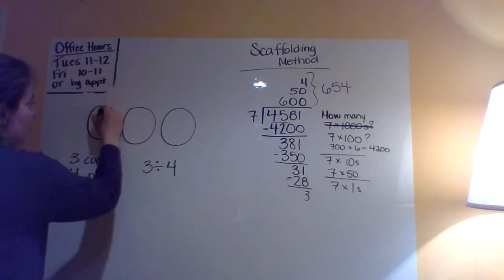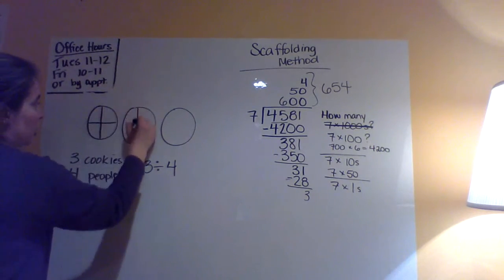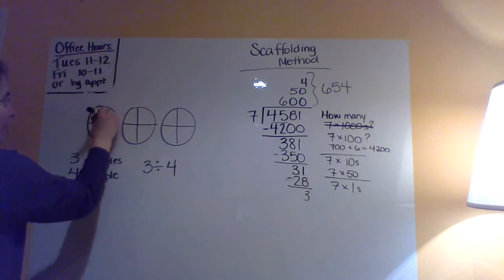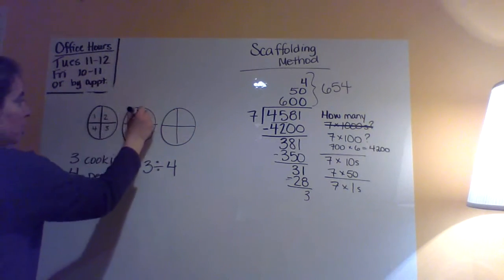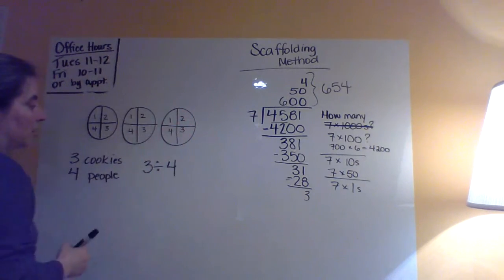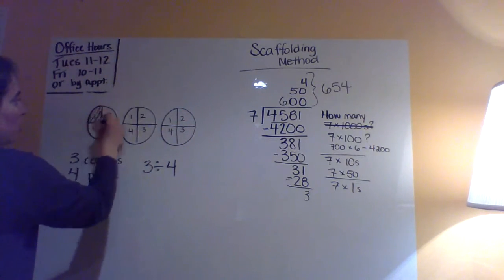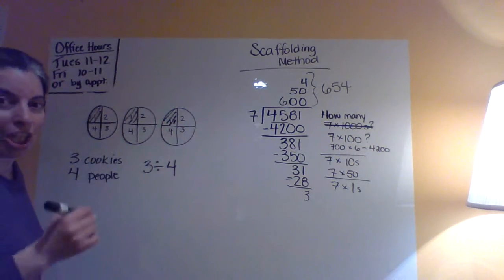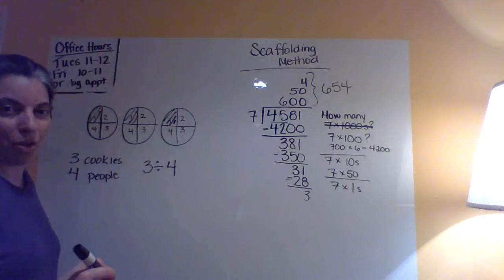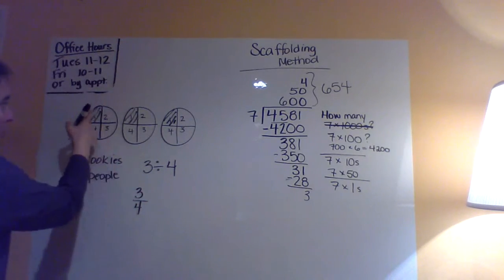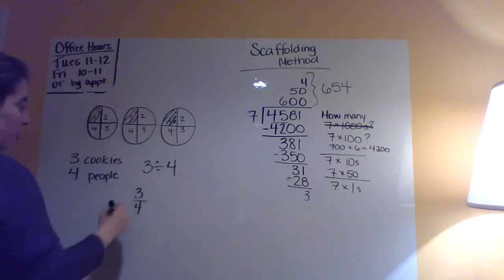Well, again, the easiest way to do that is to divide each cookie individually. So if I have my 4 people, everybody gets 1 equal share of each cookie. So person 1, for example, or any of these people get 3 parts. Each part is 1/4 of the total. So they each get 3/4, right? 1/4 plus 1/4 plus 1/4.